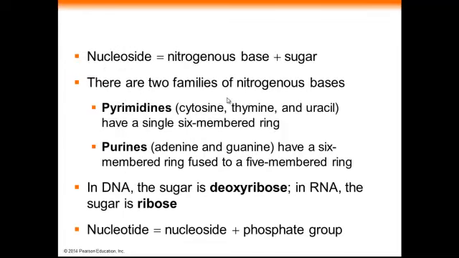There are two families of the bases, the pyrimidines and the purines. Pyrimidines have a single six-membered ring, and purines have a six-membered ring fused to a five-membered ring, so they have two rings. In DNA, the sugar is a deoxyribose, and it's a ribose sugar that has one fewer oxygen than the sugar ribose, which is found in RNA.